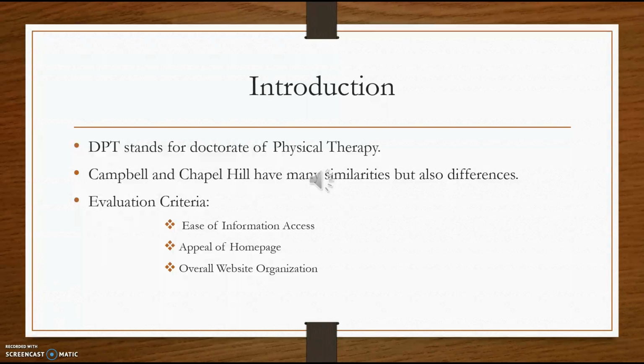Campbell and Chapel Hill have many similarities, but also some key differences in their two programs, and their respective web pages reflect these differences. To compare the two, I'm going to use three criteria. The first is ease of information access. Basically, how accessible is this information? Is it something you have to hunt for, or is it pretty readily available? The second is just the aesthetic appeal of the homepage. Is it visually appealing? Does it draw you in, or does it not? And the third is overall website organization. Basically, how is text laid out on the web page?